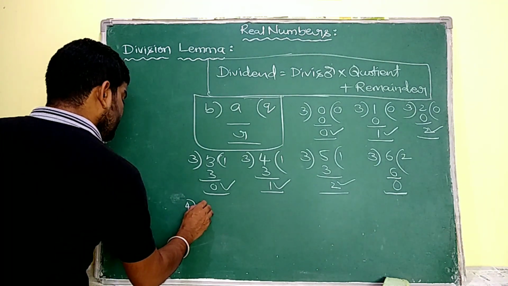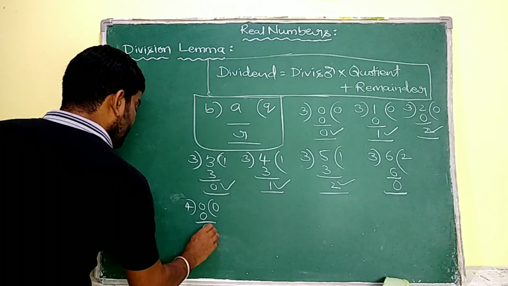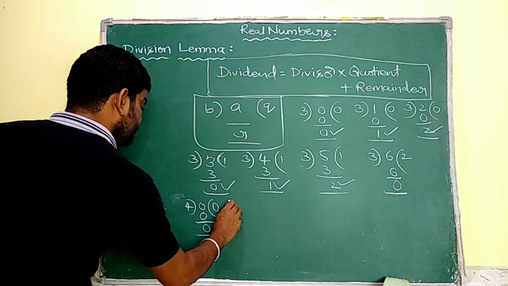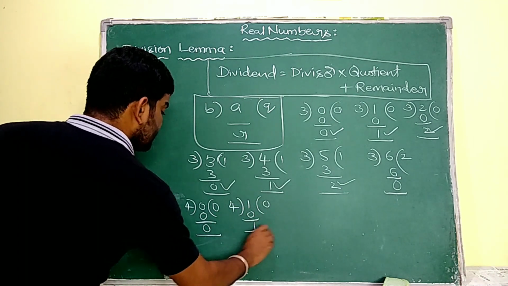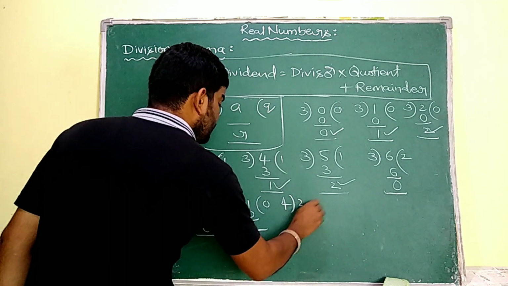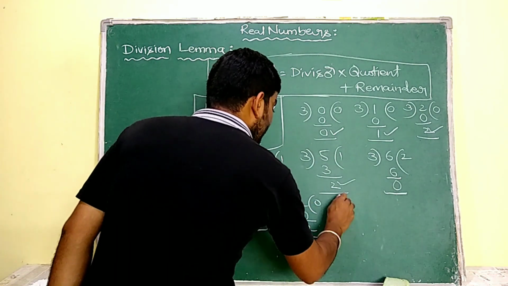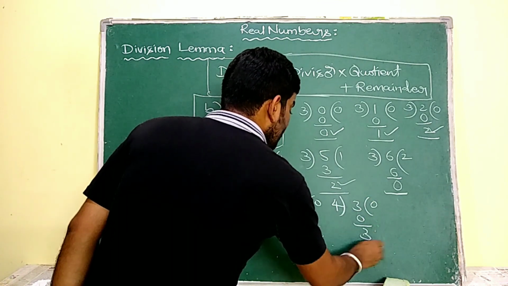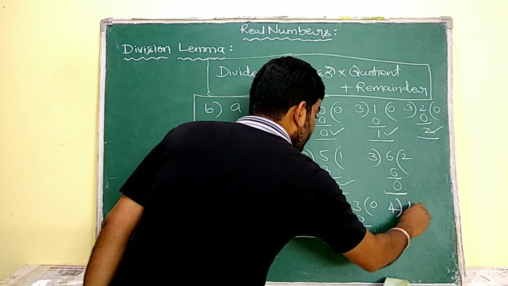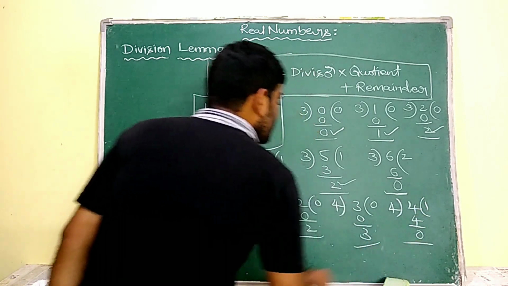Similarly, if I divide some other numbers with 4. For example, divide 0 with 4: 4 zeros are 0, remainder is 0. Next, 1 with 4: 4 zeros are 0, remainder is 1. Next, 2 with 4: 4 zeros are 0, remainder is 2. Again, 3 with 4: 4 zeros are 0, remainder is 3. Then 4 with 4: 4 ones are 4, the remainder is 0.